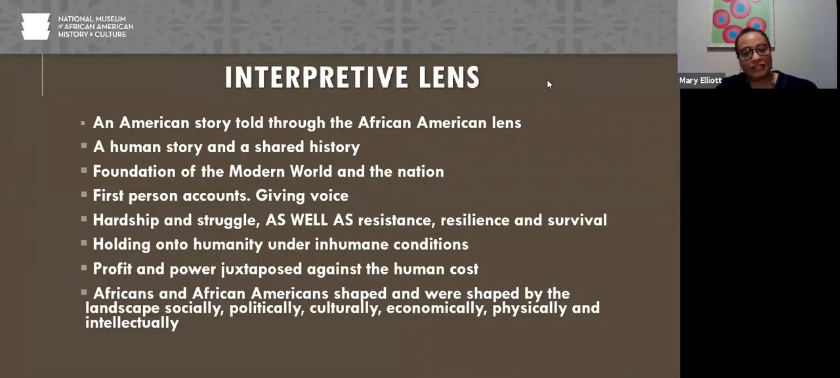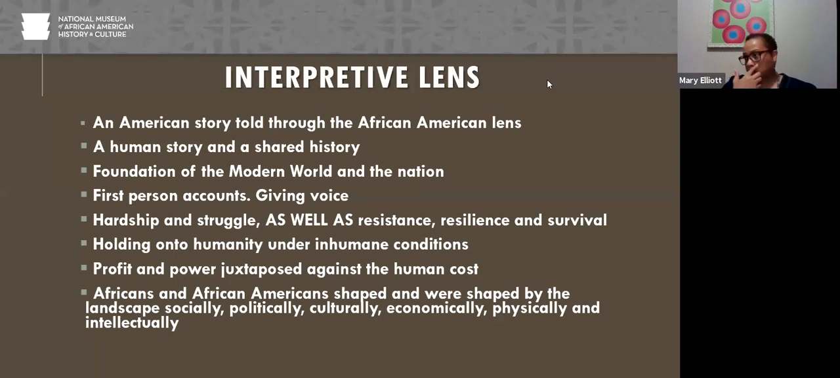This is the interpretive lens we use when we think about this history and tell this story. It's an American story told through the African-American lens. It's a human story and a shared story. Slavery was foundational to the development of the modern world and the nation. We provide first-person accounts giving voice to African-Americans, people of African descent.